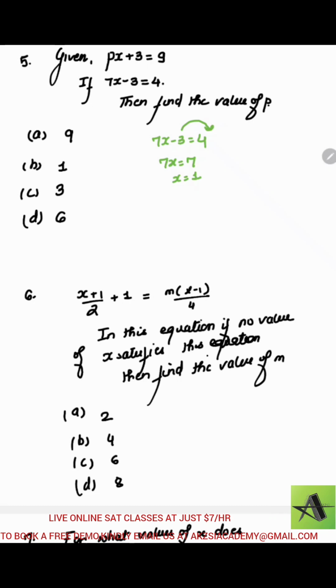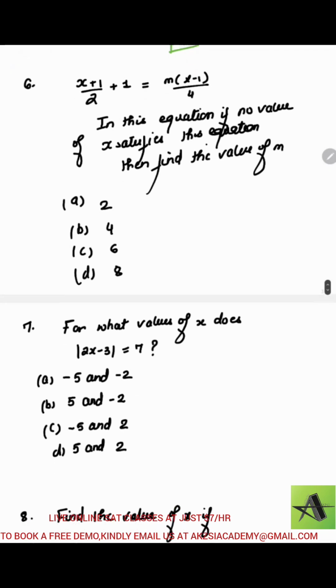If you have the value of x, you can substitute here in px plus 3 equals 9. Substituting the value of x as 1, p plus 3 equals 9. Finally, transposing, you will get p is equal to 6. Okay, so that's your answer. Moving on to the next one.